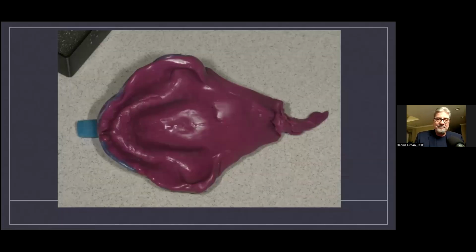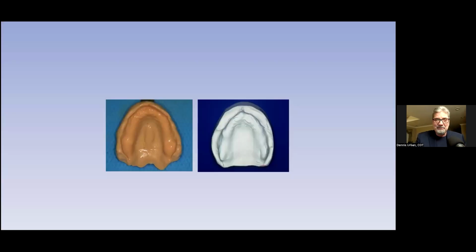How about this impression? This is an actual impression I got in the laboratory, and you can see this poor patient must have been choking, right? Going down the patient's throat. And if you look at the front of the tray here, it was never border molded. All that material just drifted away to the posterior of the tray. So if I see something like this, I'm going to ask the doctor to take a new impression. I just feel bad for the patient, what they had to go through on this case here.